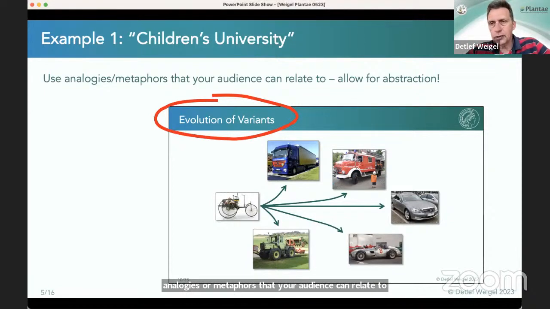So I'm a plant biologist. I talk about diversity of plants. I talk about plant evolution, but I don't want my audience to go home and say, well, today we learned about the evolution of plants. I want them to learn general principles.